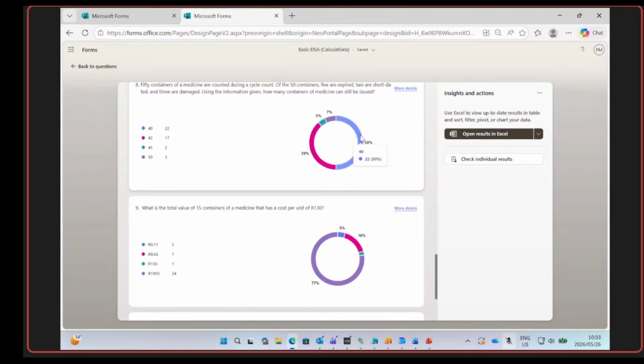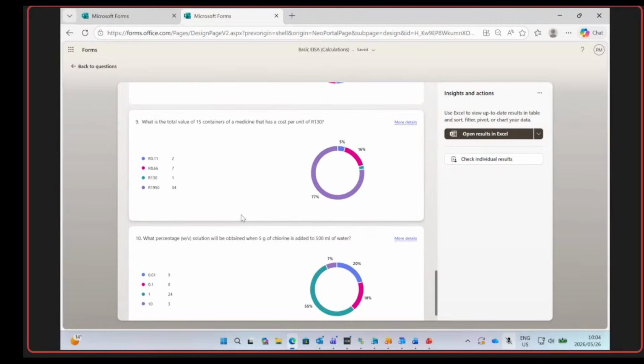And so 42 of them can be issued. Some of you have said 50 can be issued. I'm a bit concerned because we cannot issue expired medicines, we cannot issue damaged medicines. Some of you are saying 45. So it seems that you are taking the damaged containers as ones that can be issued as well. And we don't normally issue the damaged containers because we don't know the condition of the medicine in them. So you need to be able to apply your mind. All right. So 42 can be issued.